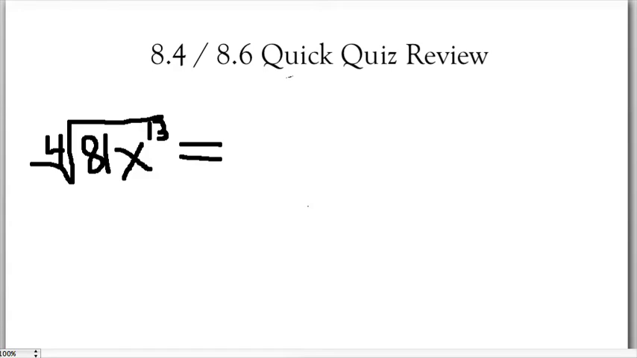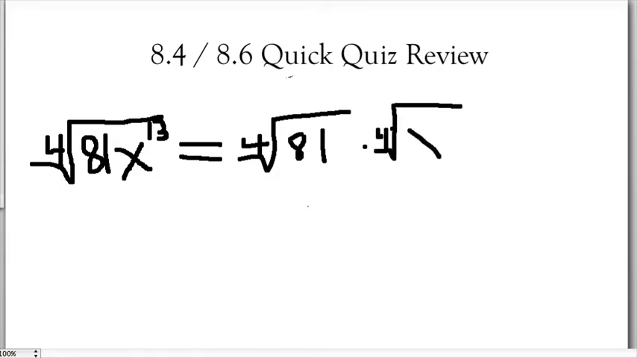So this is the fourth root of 81x to the 13th. The product property says I'm allowed to split this up into the fourth root of 81 times the fourth root of x to the 13th. Okay, and now I can tackle these things separately.